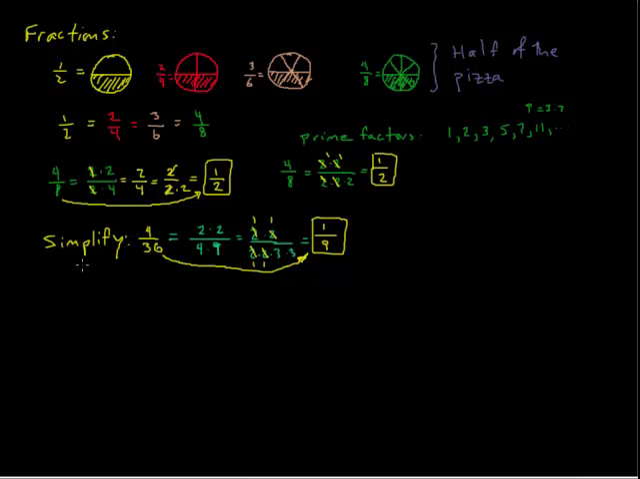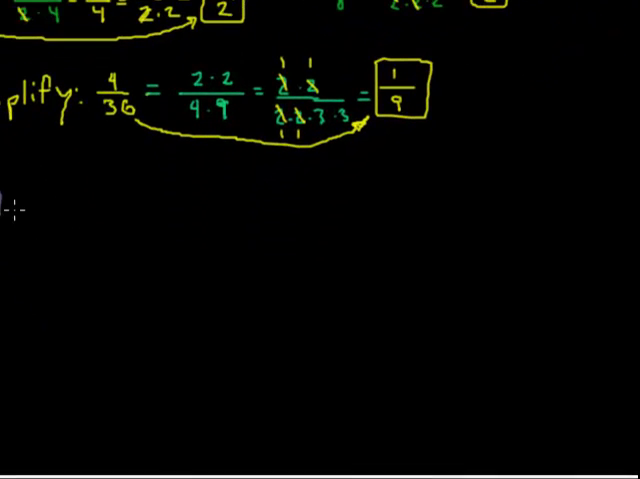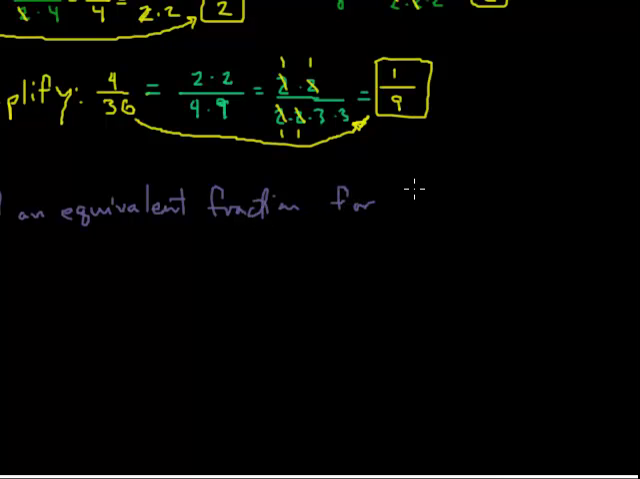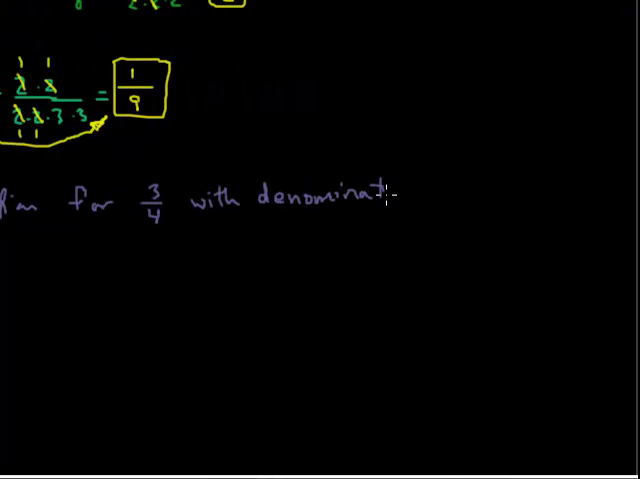Now one last thing, let's go the other way. Let's say we wanted to find an equivalent fraction for 3/4 that has a denominator of, let's say 24. So now we're going the other way.